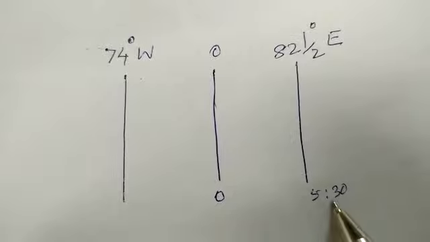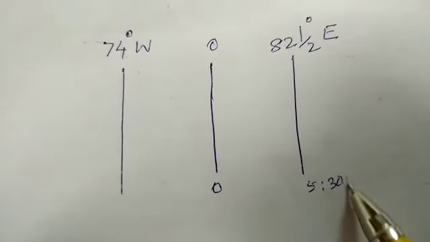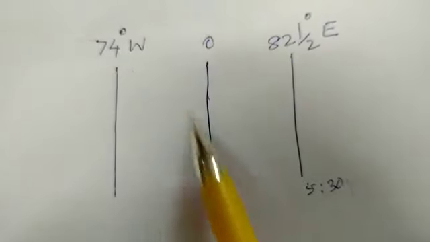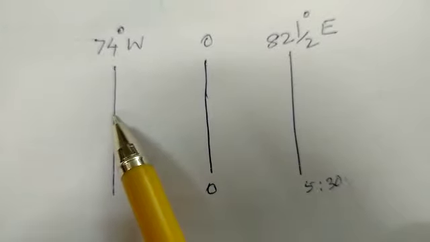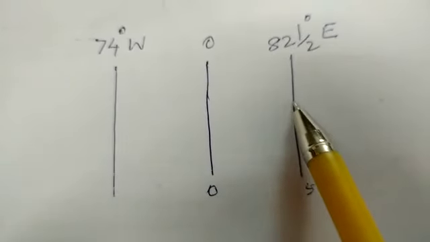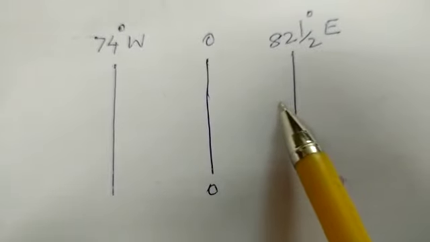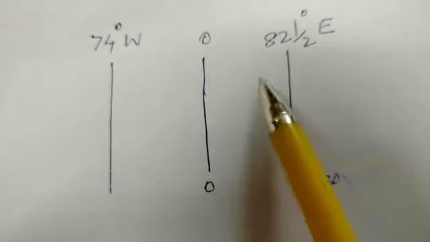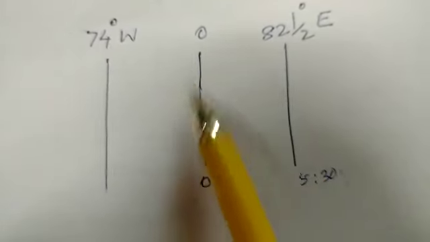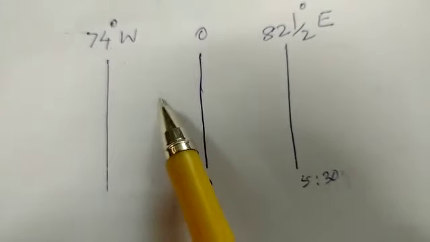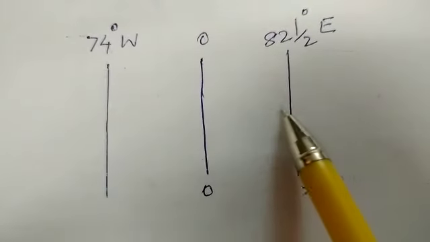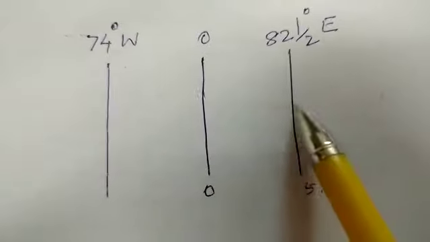The time given in India was 5:30 p.m. Now you have to find out the total number of longitudes in between this Montreal and the Indian standard meridian. So how many longitudes are there altogether? Here it is 82 half degree longitudes, and here 74 degree longitudes. So 74 plus 82 half, you have to add up in order to find the total number of longitudes in between the two places. I hope you can do it, and in the same way it is done here.